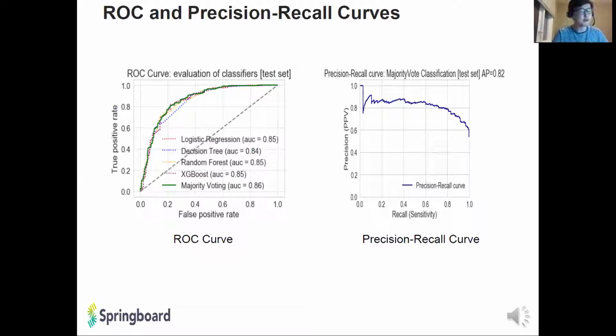And on the right-hand side, you can see the Precision-Recall curve with a weighted average of about 82%, indicating that about 82% of the time my model is good at making stroke predictions out of the total number of actual stroke cases.